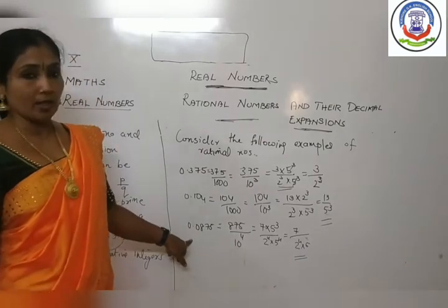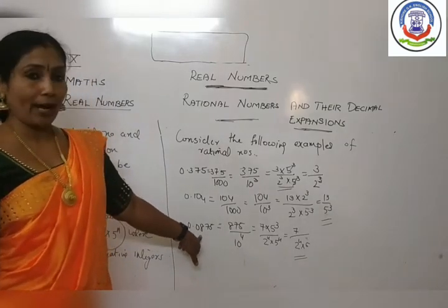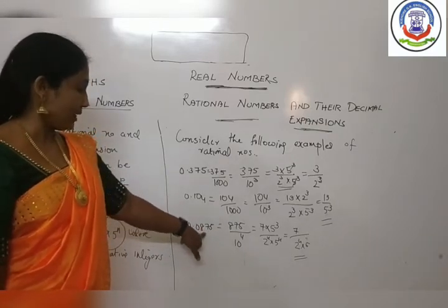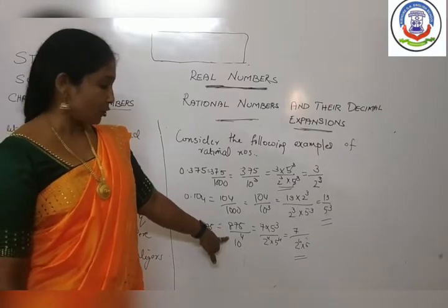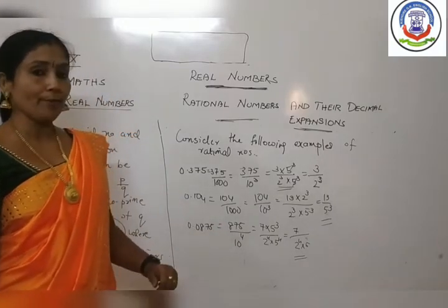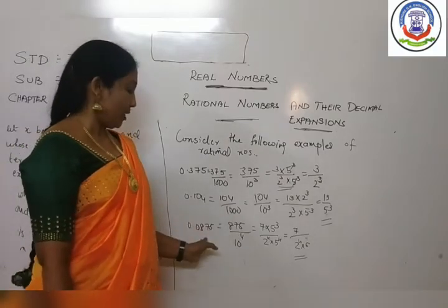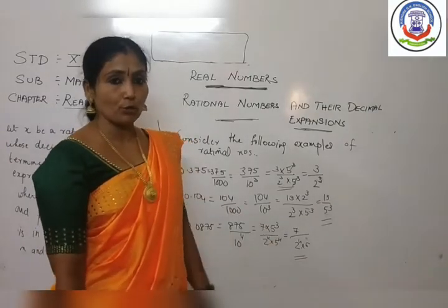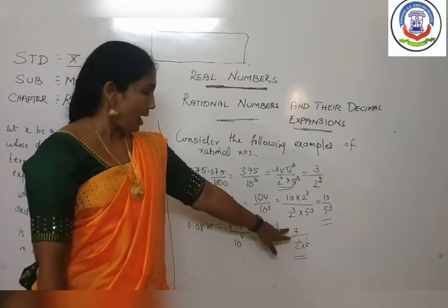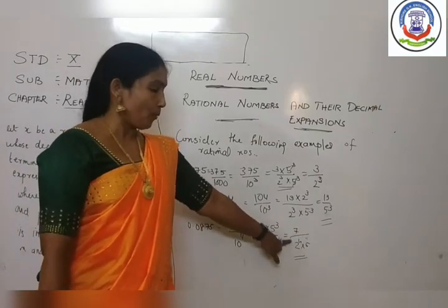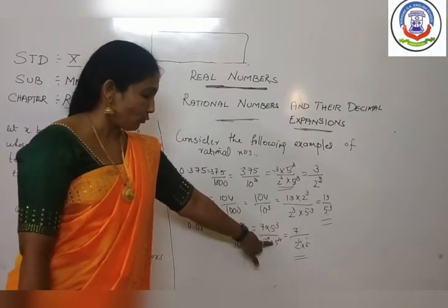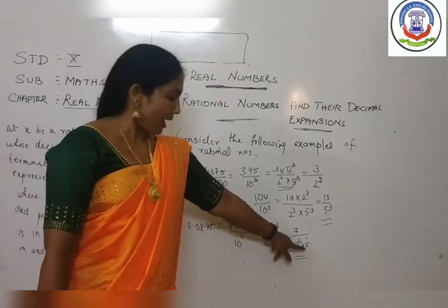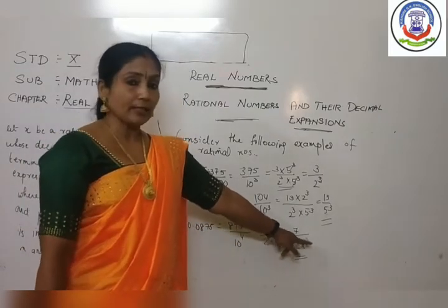Now one more example I consider here, which is 0.0875. There are 4 places after the decimal, so I have divided by 10 raised to 4 and written it this way: 875 upon 10 raised to 4. That means we converted this into a rational number. Then 7 into 5 cube divided by 2 raised to 4 into 5 raised to 4. That means I did the prime factorization. Finally I got 7 upon 2 raised to 4 into 5, because here 5 raised to 4 is there and in the numerator 5 raised to 3 is there. So we can cancel 5 raised to 3 from numerator and denominator, and we get only 1. The 5 is in the denominator.